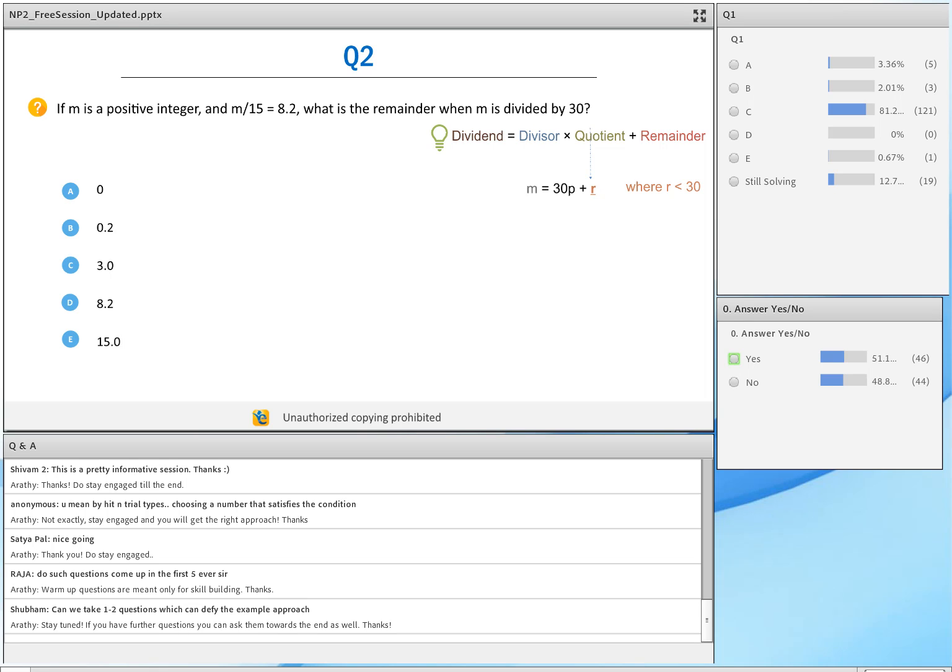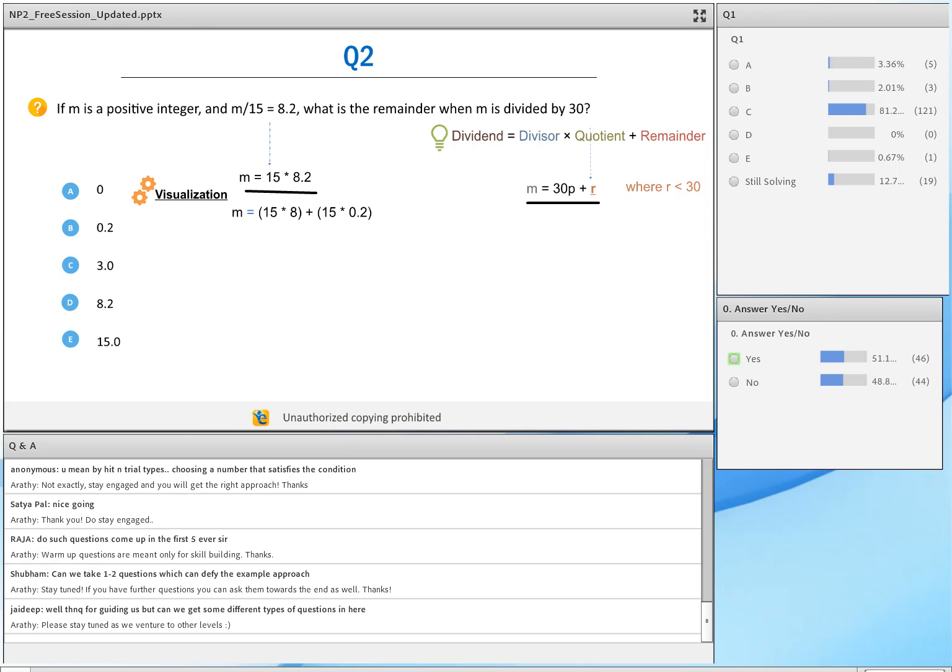We're given m is 30p plus r, where the remainder has to be less than 30. What's actually given to us is m is 15 times 8.2, and what we have to do is express m as 30p plus r. So let's go about doing this. Let's visualize this, and we split m as 15 times 8 plus 15 times 0.2.